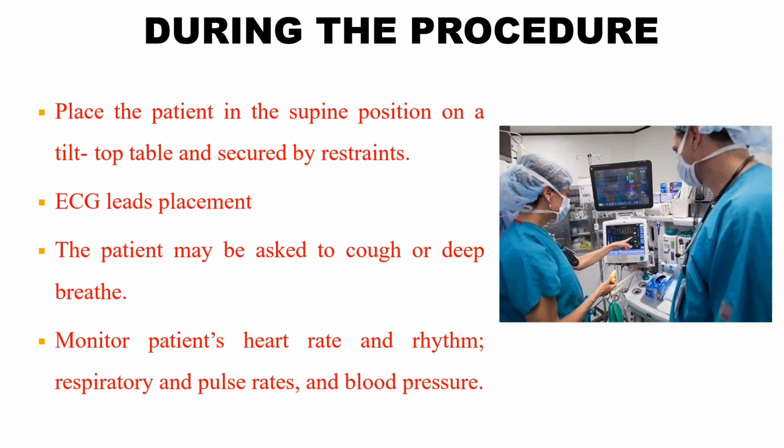On the chest X-ray, the tip should be visible in the second and third intercostal space. Place the patient in the supine position on the tilt-top table and secure with restraints. ECG leads should be placed for continuous monitoring. The patient may be asked to cough or breathe deeply. Monitor the patient's heart rate and rhythm, respiratory and pulse rates, and blood pressure frequently during the procedure.